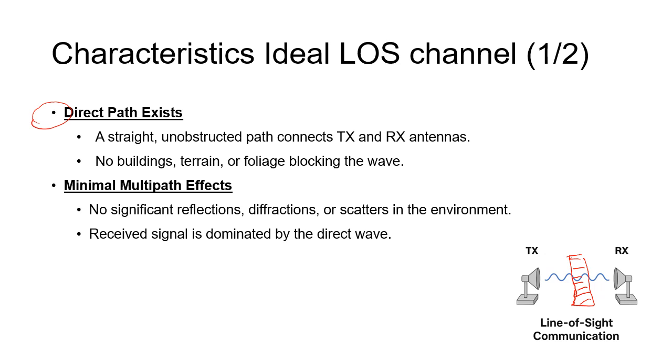The second one is that there are minimal multipath effects, meaning the wave propagating from the transmitter to the receiver is a significant wave, say with power P1. So if there's another surface where the wave diffracts, reflects or scatters, its power P2 is much smaller than this P1.